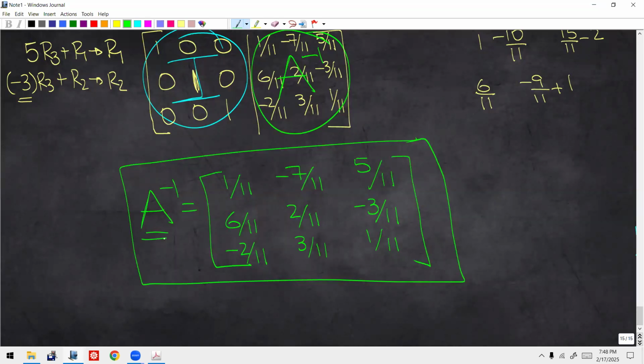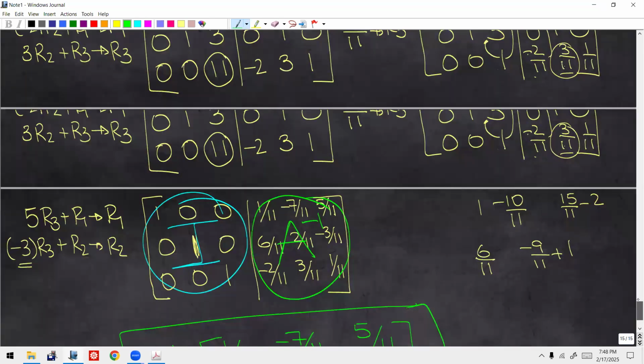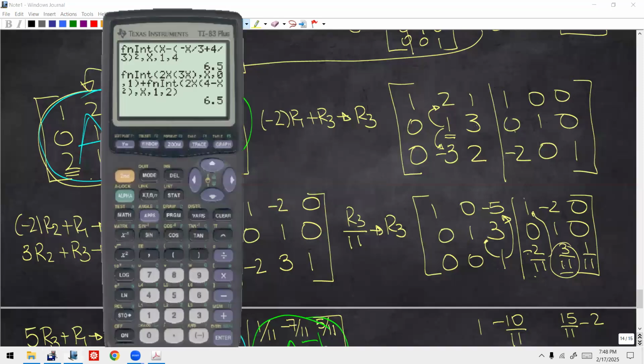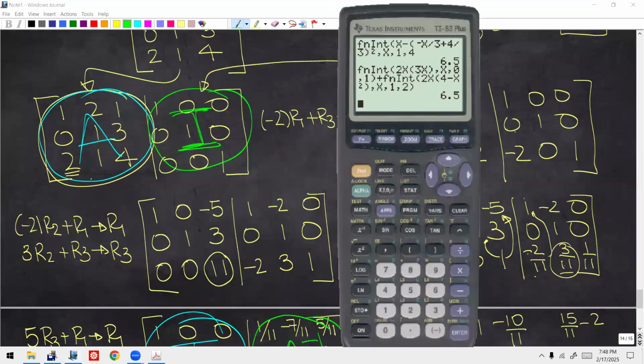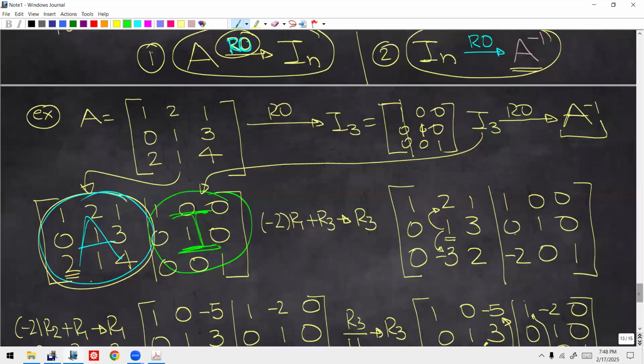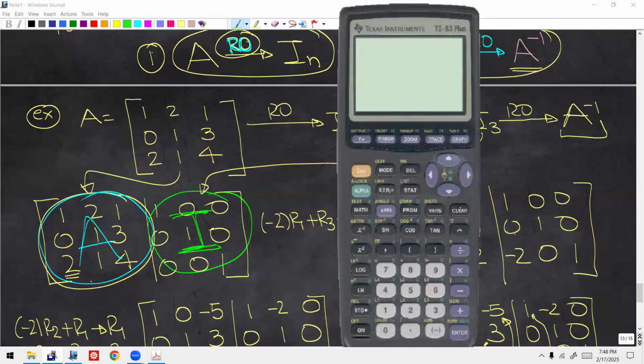Do you follow? Now, just to check it really quick, I'm not going to do that by hand, because this is going to take time. I'm just going to use my calculator to do this instead. If you have a TI calculator or something, you can do this quickly. So I'll clear this. I'm going to go second and matrix here. I'm going to edit the first matrix. We'll make it a 3 by 3.